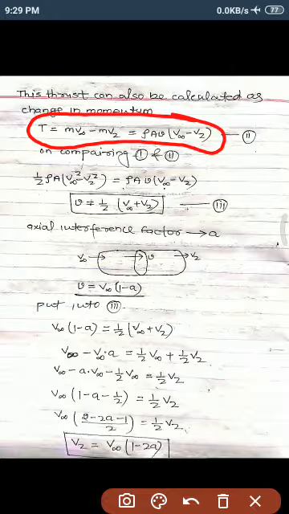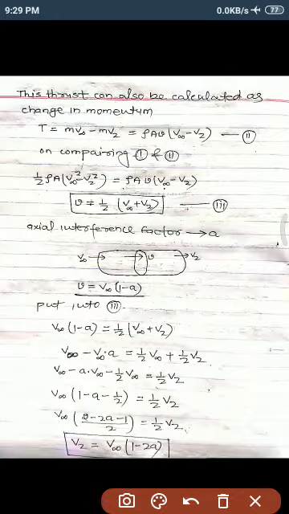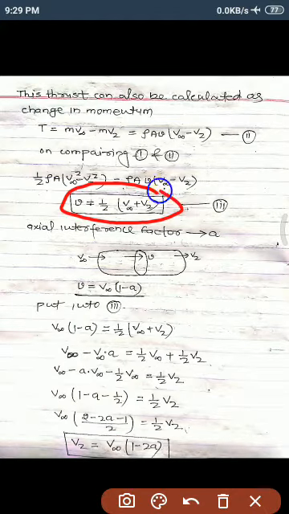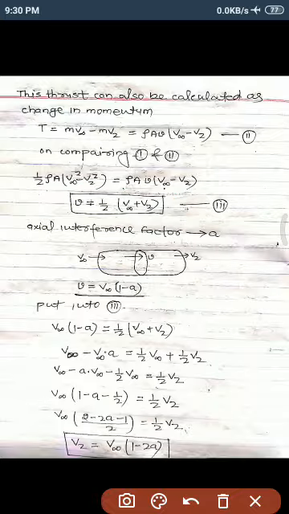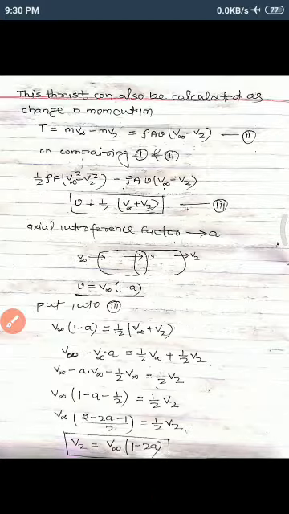Then by equating these two equations, we can calculate the value of small v. We can see this value means the velocity of the wind at the turbine is the average of these two velocities, V infinite and V2.